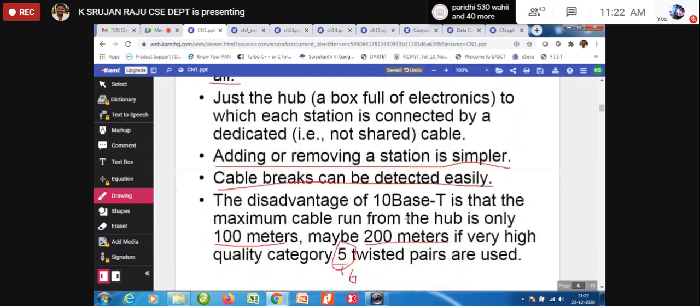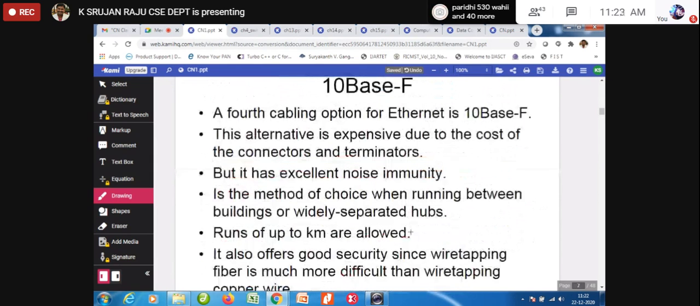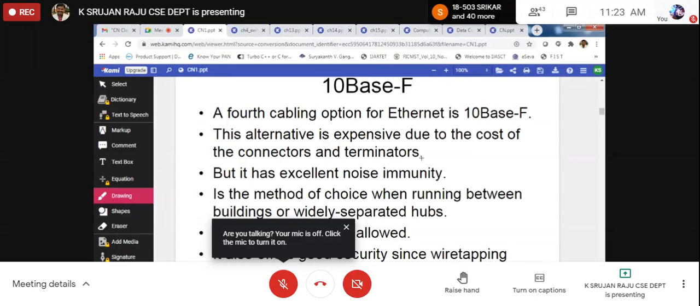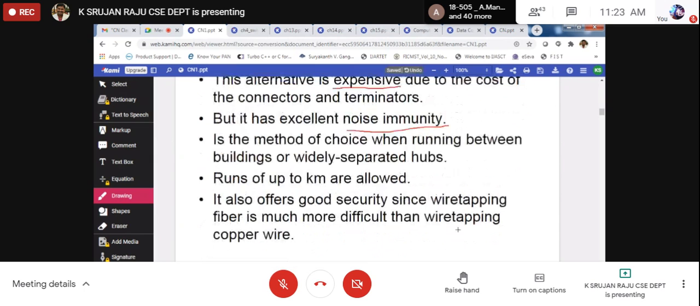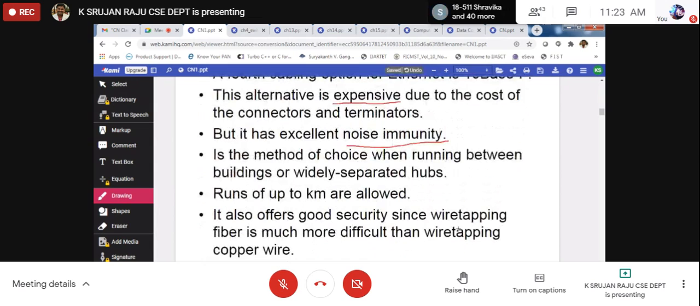In the same way, we have fiber optic. The fourth cabling option is Ethernet 10Base5. This is an alternative which is expensive and fast. The cost comes from the connectors and terminators, so it is a little expensive, but it has excellent noise immunity. Fiber optic, which we have already discussed, has more advantages than that.